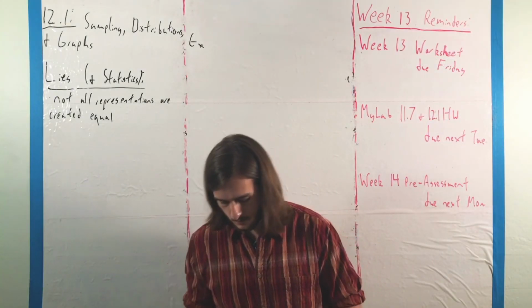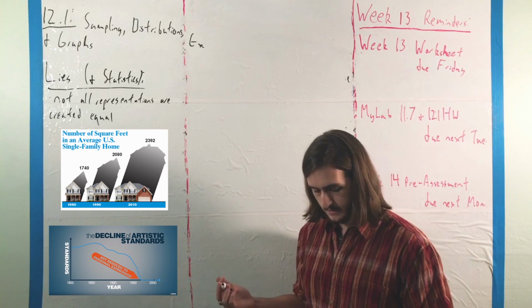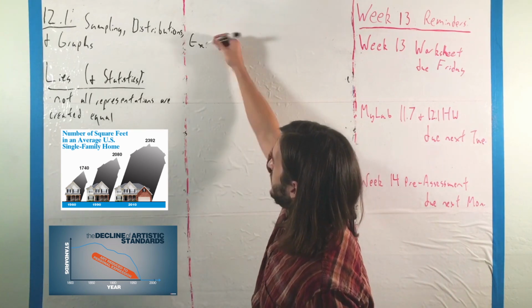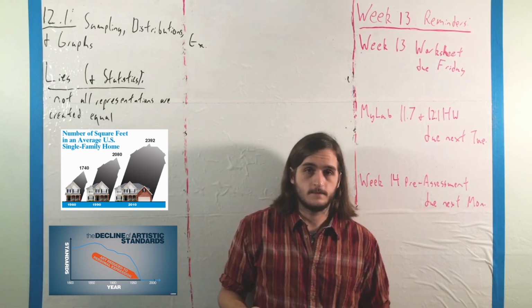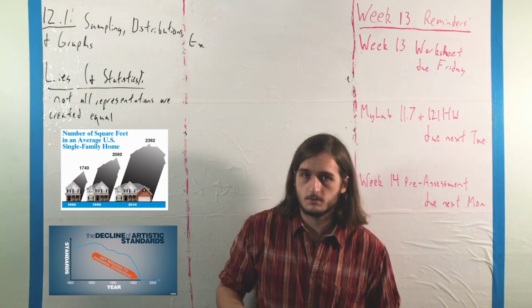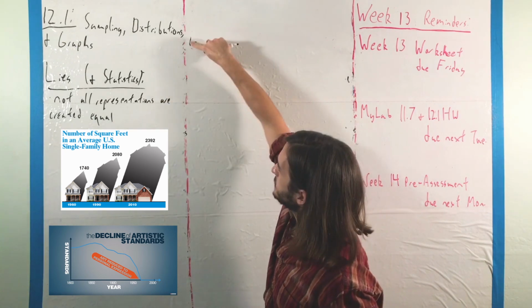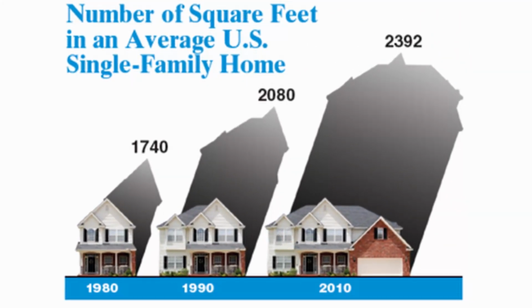For another example, we're going to consider the following graphs, and we're going to think about how those graphs represent, or in other words, misrepresent the data that they're talking about. In our first case, we have that weird picture for the number of square feet in an average single-family home, where it's drawn using houses and shadows. There isn't really a clear vertical or horizontal axis for that problem, and they're just sort of there.